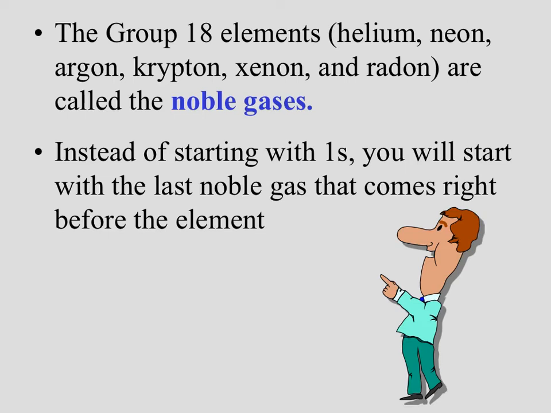So for example, if we're looking at sulfur, sulfur is number 16. The noble gas that comes right before that is neon. So I'd start with neon and then continue on as normal. If I'm looking at tin, number 50 on the periodic table, the noble gas that comes right before that is krypton. So I'd start with krypton and then write it out as normal.